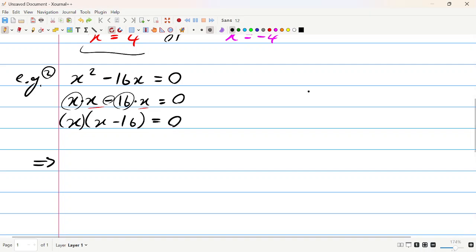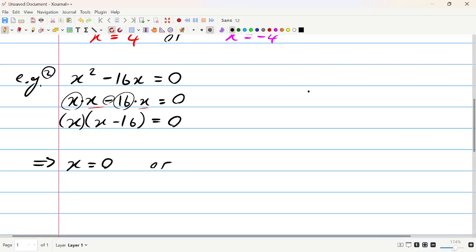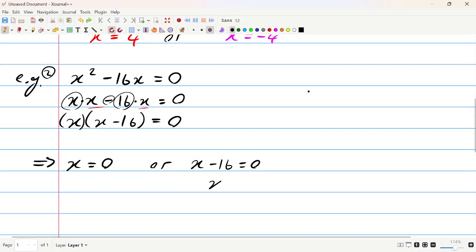So I'm going to stop with the color coding because the first one had color coding. So let's say x can be equal to 0, or the second bracket can also be equal to 0, which is x minus 16 equals to 0. And then what do you notice? If we solve for x here, we add both sides by 16, then therefore x is equal to positive 16. And then x is also equal to 0.